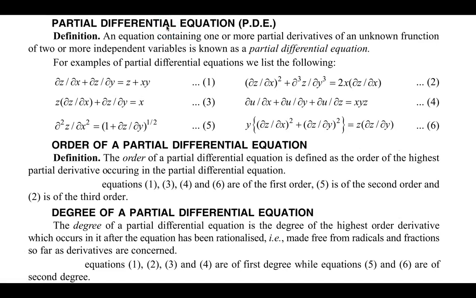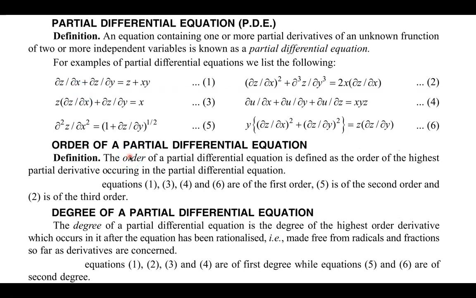As the name suggests, an equation containing one or more partial derivatives of an unknown function of two or more independent variables is known as a partial differential equation. Let us consider these examples. Here, z is a dependent variable which depends on both x and y.